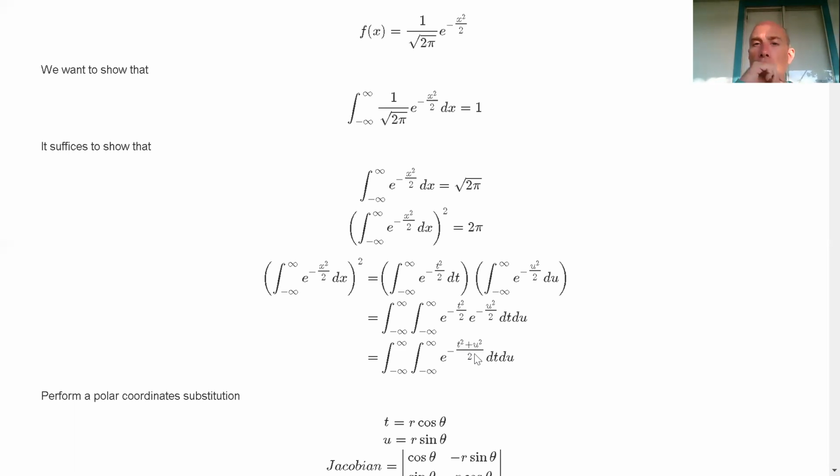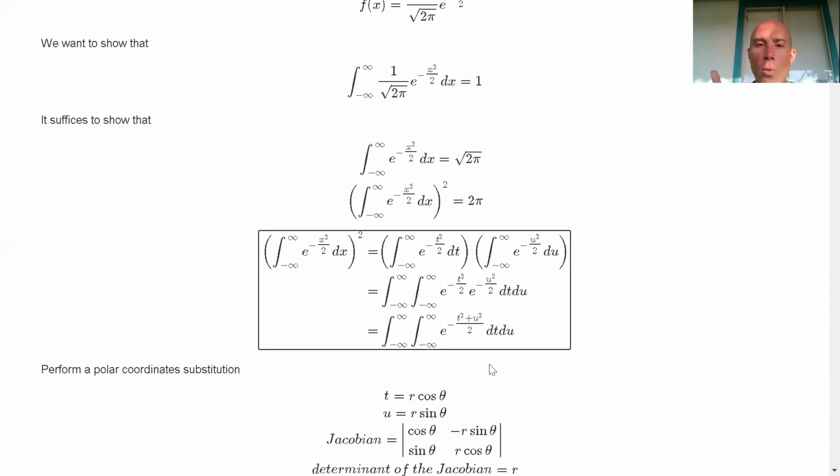Now I look at this, I have something squared plus something squared. I look at that and go, well, isn't there a formula like x squared plus y squared equals r squared? Yes, there's a circle formula from college algebra. That looks a lot like a circle, so I'm going to use polar coordinates. I'm going to replace t with r cosine theta, and I'm going to replace u with r sine theta, like this.